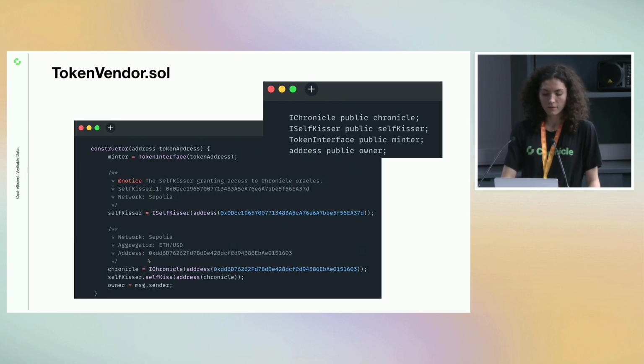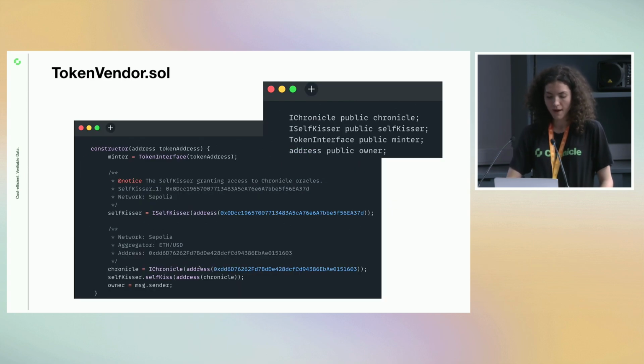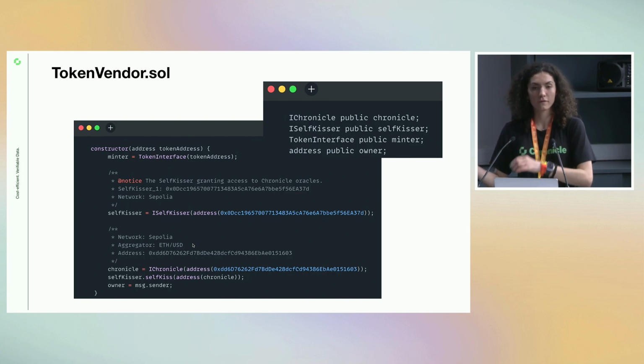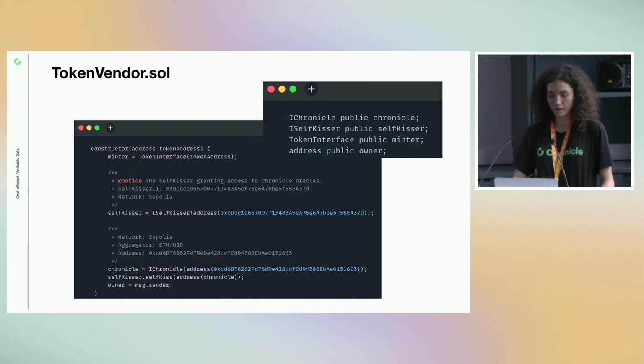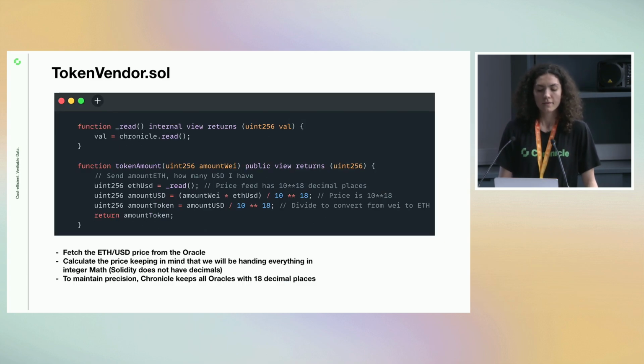And then in terms of the Chronicle, we pass the address of the ETHUSD. We're going to use, for this example, ETHUSD, and then we're going to self-kiss ourselves, as I was mentioning earlier, in order to be able to read from this oracle. Next step is the read function itself.